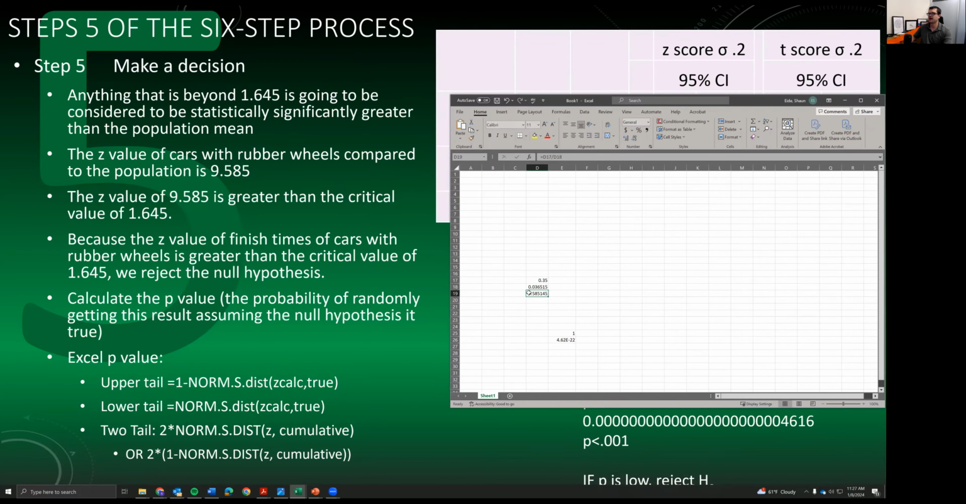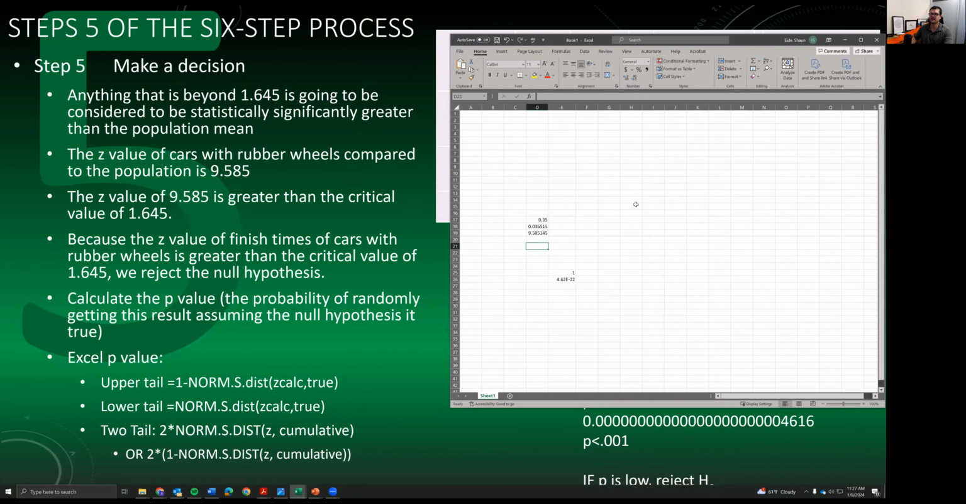Okay, so we've got this 9.585. You can use a z-chart, but that's a pain. So I'm going to show you guys really quick how to do this in Excel. So the formulas are right here. If it's an upper tail, this is how you calculate it. If it's a lower tail, this is how you calculate it.